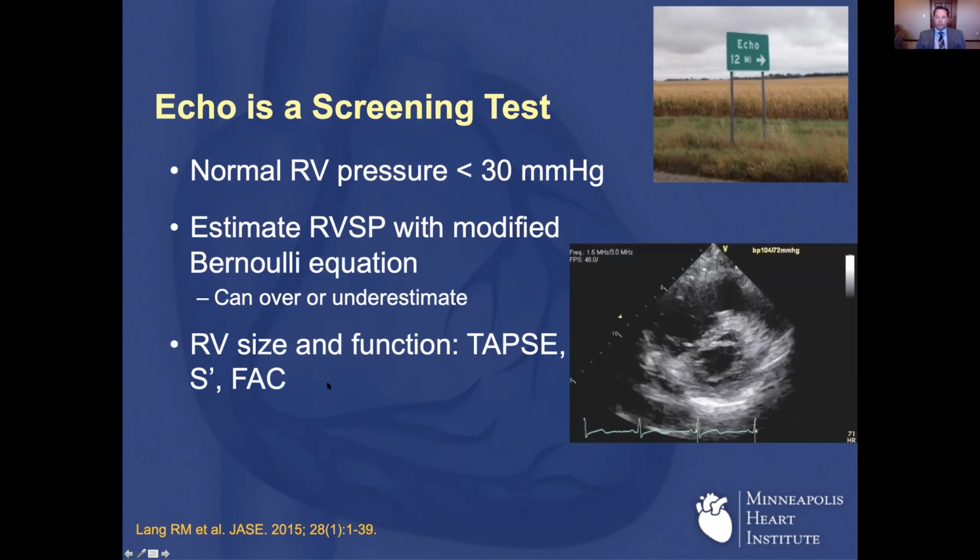And then, we also can obtain very valuable data on the right heart function, looking at tricuspid annular plane systolic excursion, or how far the tricuspid annulus moves longitudinally, and then the S prime, which measures the velocity of that annulus, and then fractional area change of the right ventricle.